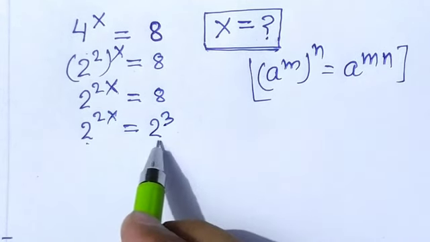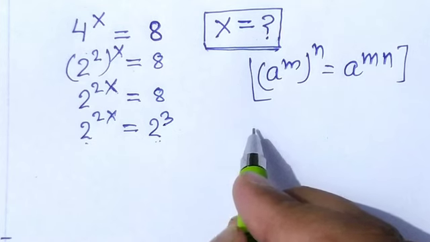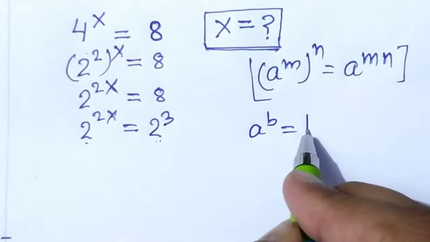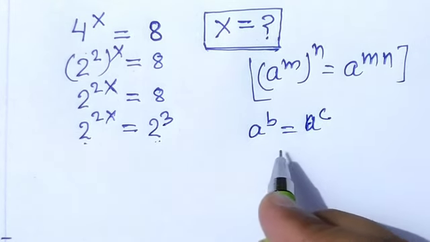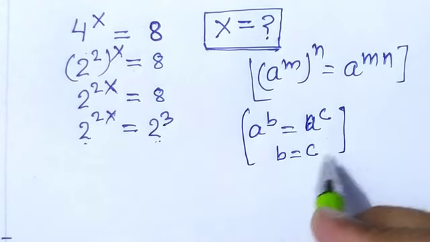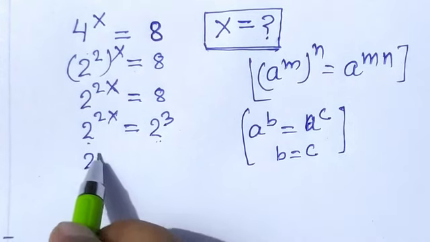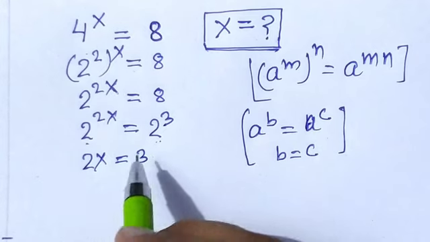Here the base 2 is the same. We know that when the base is the same, in the exponential rule a to the power of b is equal to a to the power of c, a cancels out, and it will be b is equal to c. By using this rule, we can write 2x is equal to 3.